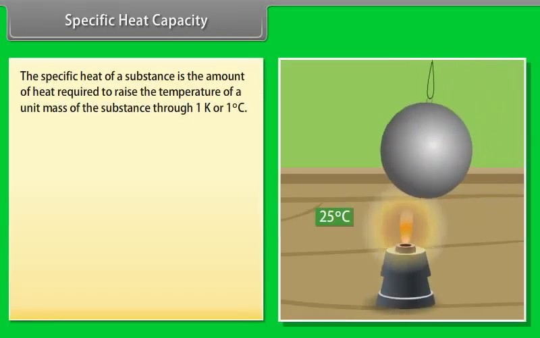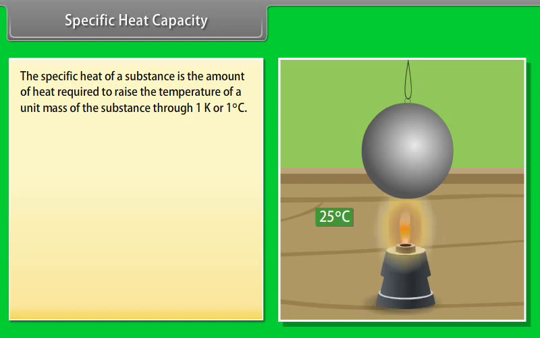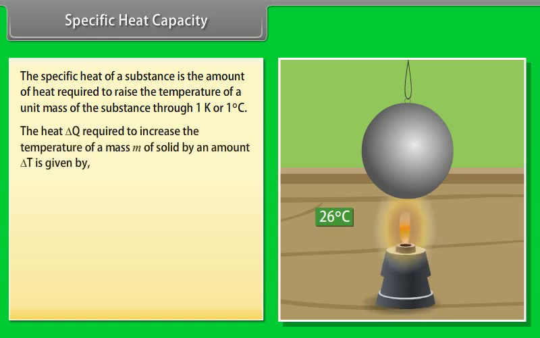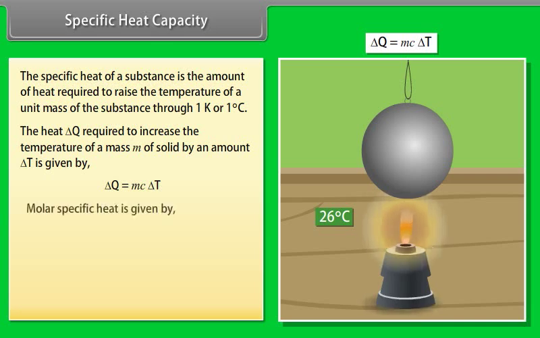Specific heat capacity. The specific heat of a substance is the amount of heat required to raise the temperature of a unit mass of the substance through 1 Kelvin or 1 degree Celsius. The heat delta Q required to increase the temperature of mass m of solid by an amount delta T is given by delta Q is equal to mc delta T. Molar specific heat is given by C is equal to 1 by N into dQ by dT.